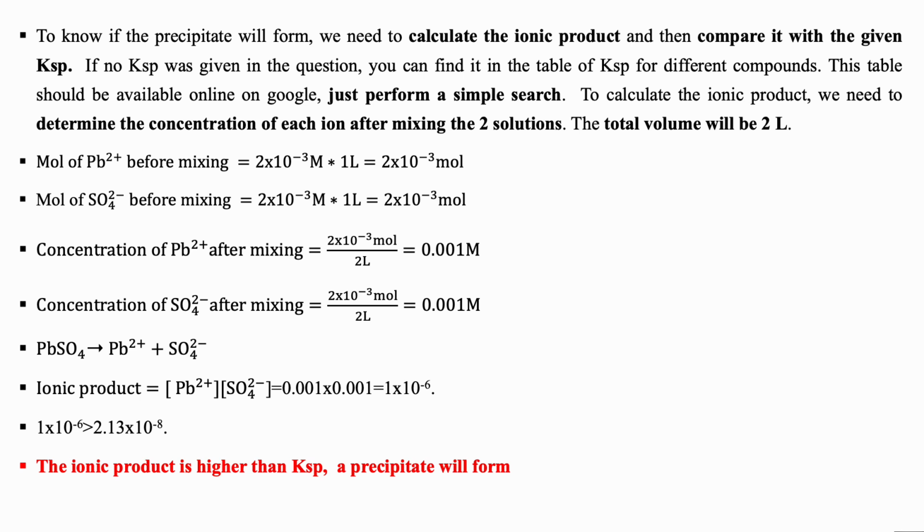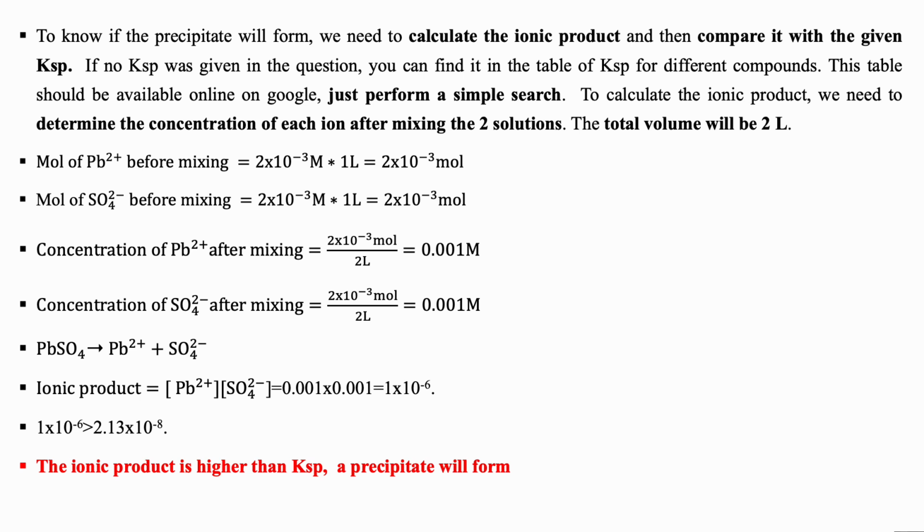So with this kind of question, when you are asked to determine whether a precipitate is going to be formed, just determine the moles of each ion before mixing, then determine the concentration of each ion after mixing, then multiply the two concentrations to get the ionic product. After getting the ionic product, you compare it with the KSP so that you can conclude whether the precipitate is going to be formed or not.